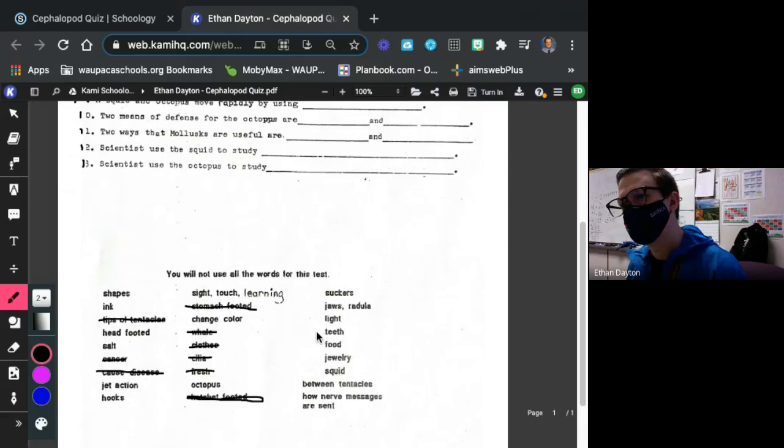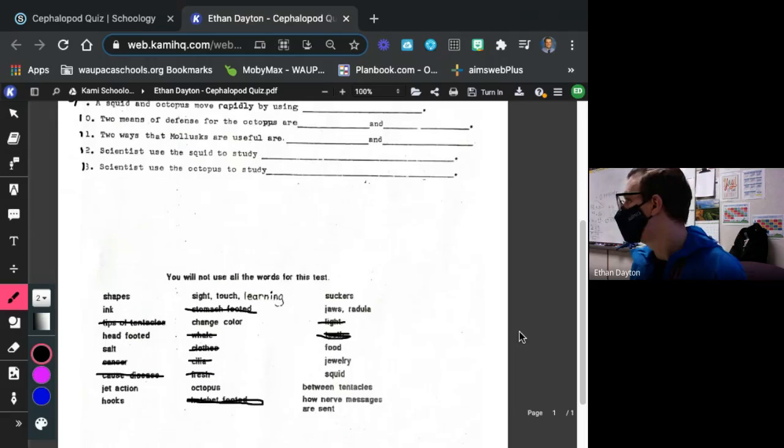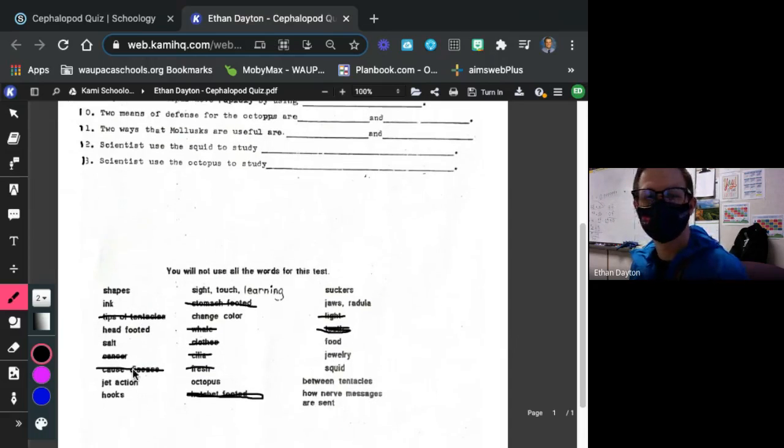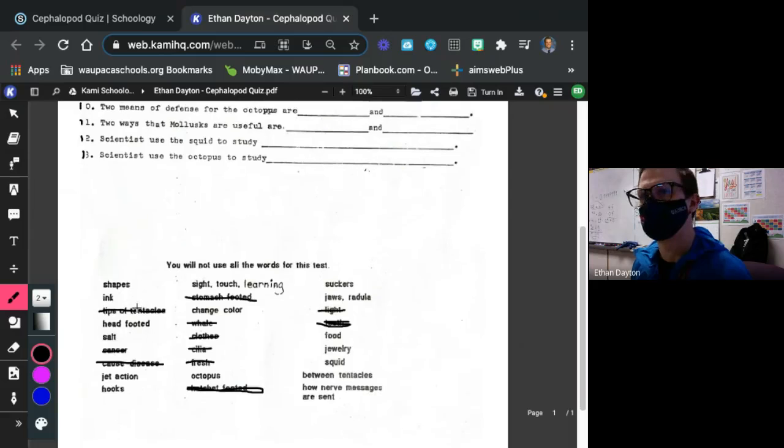You will not use teeth. Oops. Or light. Okay, so if you think you used some of those, that's incorrect. So again, you are not using tips of tentacles. You are not using cancer or cause disease or hooks. Oops, I forgot hooks. You won't use hooks. So in the first column over here, you will not use tips of tentacles, cancer, cause disease, or hooks.